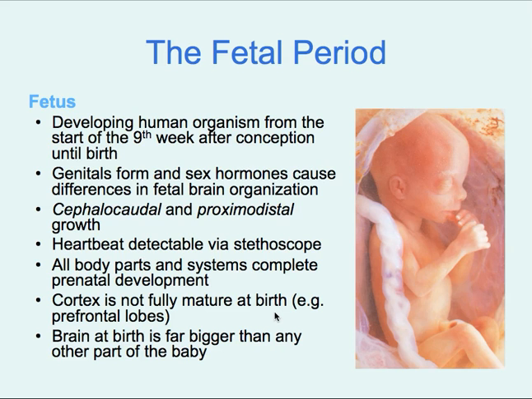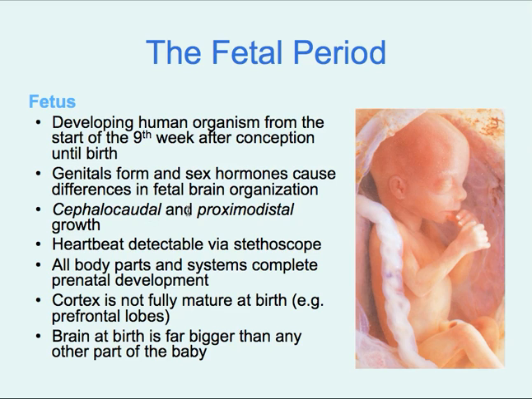Okay, the fetal period. This is, again, from 9 weeks after conception until birth. During the fetal period, the genitals form and sex hormones cause differences in fetal brain organization. And two generalizations we can make about how the fetus develops are referred to as cephalocaudal and proximodistal growth. Cephalocaudal refers to head to toe development, so the head develops first, then the toe, or really it's head to tail. Cephalo refers to head, caudal means tail.